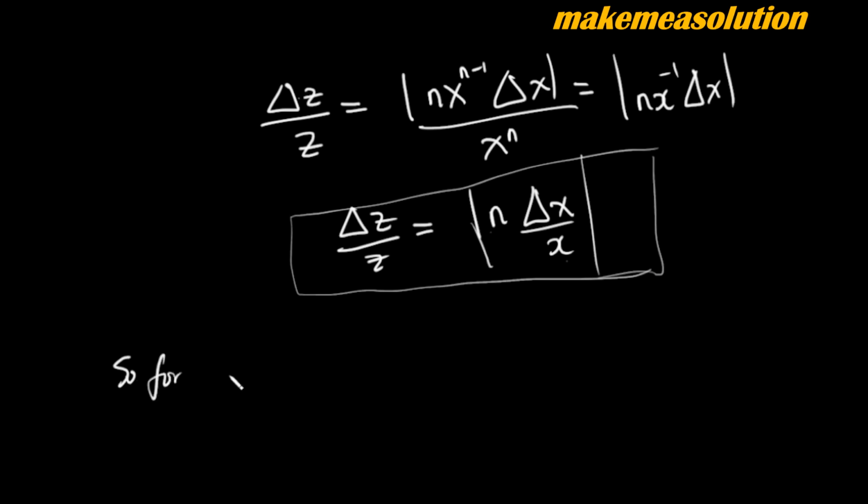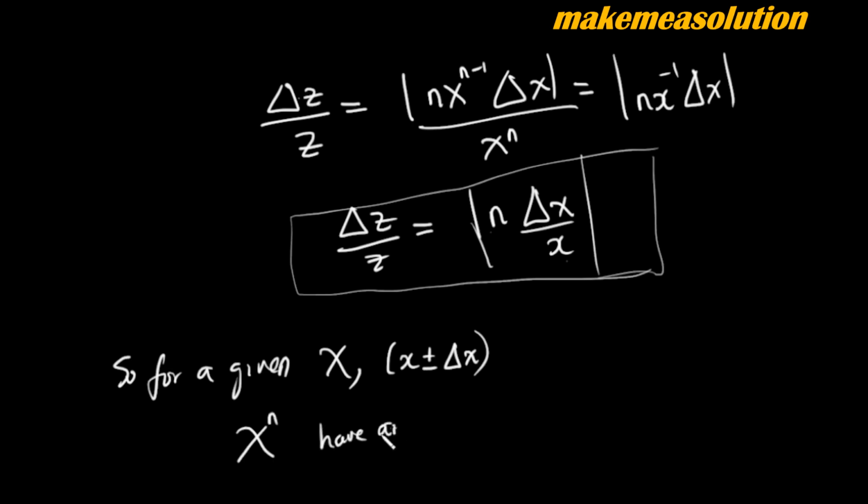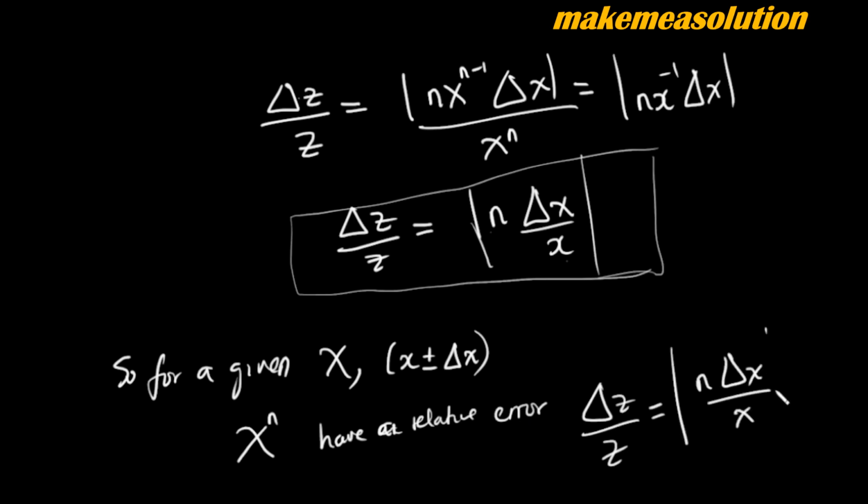So for a given x, x plus or minus delta x, our x raised to the power of n has a relative error corresponding to delta z over z, and that's equal to the modulus of n delta x over x. Okay, so this is how we calculate it. So we just need to substitute n, then our delta x is the absolute error, then x is the measured value, and this is how we can calculate the relative error in solving for x.